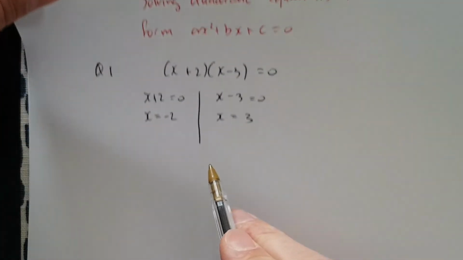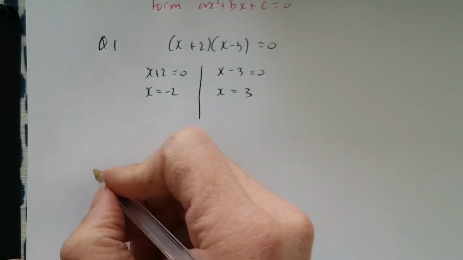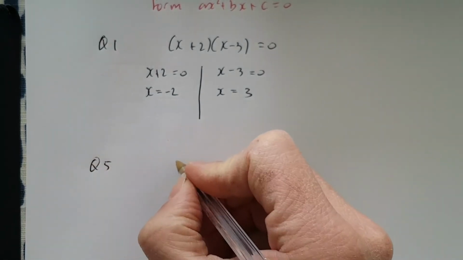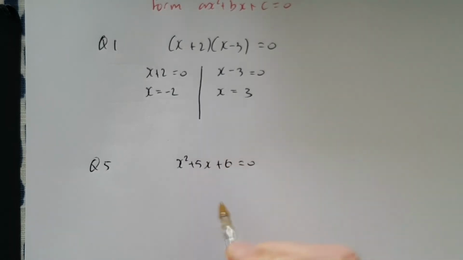Now, in the next question, question 5, you can see that I've got x² + 5x + 6 = 0. So this is a quadratic equation in the form ax² + bx + c. It's in the form of a trinomial because I have an x² value, an x value, a number value, and it's equal to 0. So the first thing we need to do is factorize this the way we did in the previous examples.